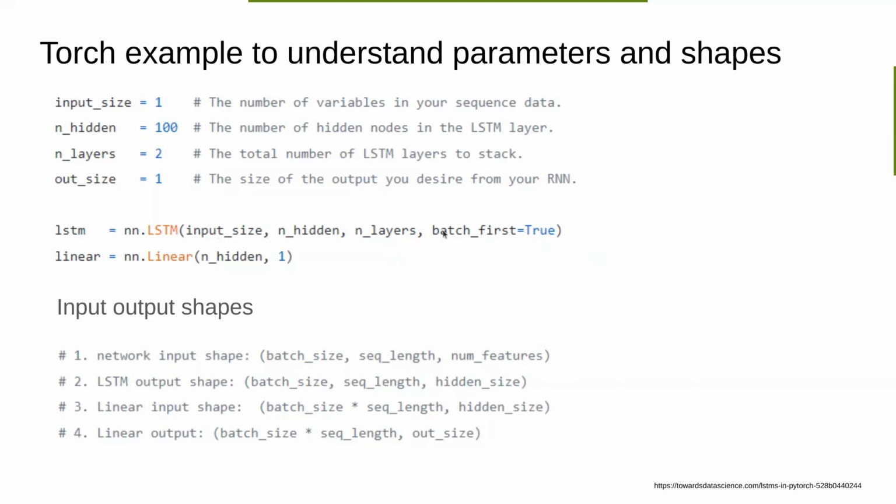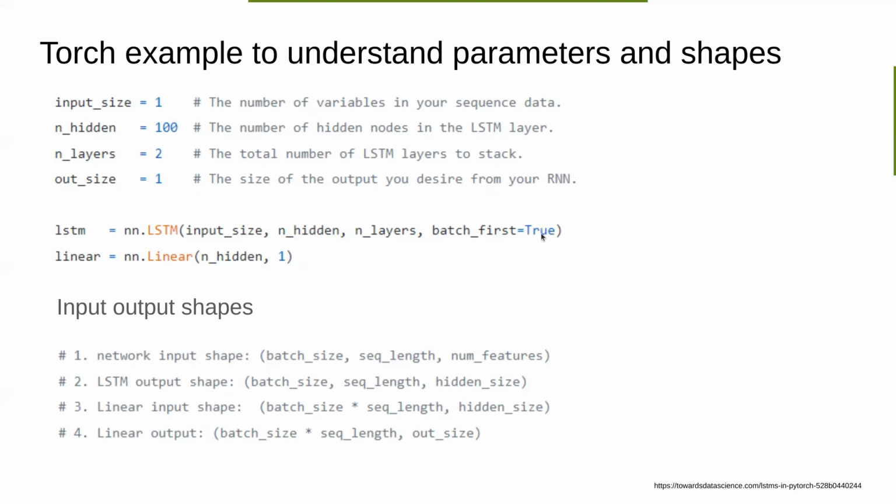Let's look at what these actually mean. The input size is the number of features in your input variable. The hidden size is the number of features in your hidden state. The number of layers is the vertical stack of layers that you have in an LSTM, similar to what you would have with an RNN. The output size is the features of the output. So you initialize it using the input size, the hidden features, the number of layers, and batch_first equal to true.